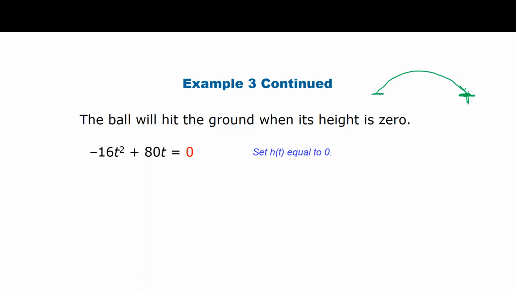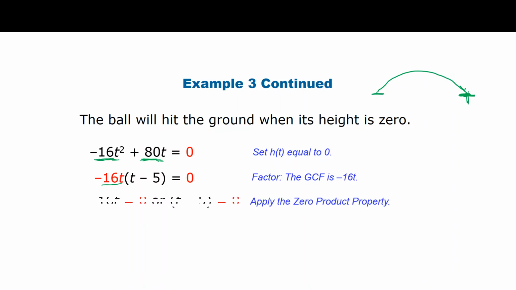And now as I'm looking at this equation, I'm thinking, what can I do about that? I notice that there is a 16 here, and actually 16 times 5 equals 80. So I have a greatest common factor of 16t. I'm going to factor out a negative 16t. All right, and so when I do that, I end up with negative 16t times t minus 5. So again, we're going to apply the zero product property. That tells me that either negative 16t equals 0 or t minus 5 equals 0. And when I solve, I see that either t equals 0 or t equals 5.